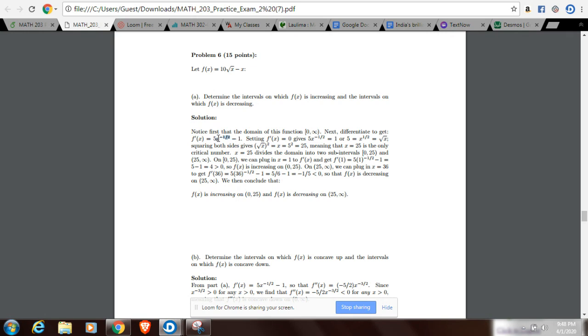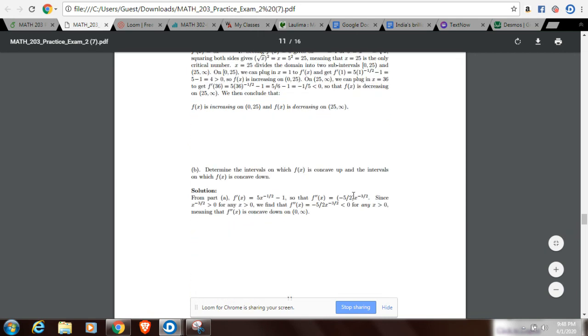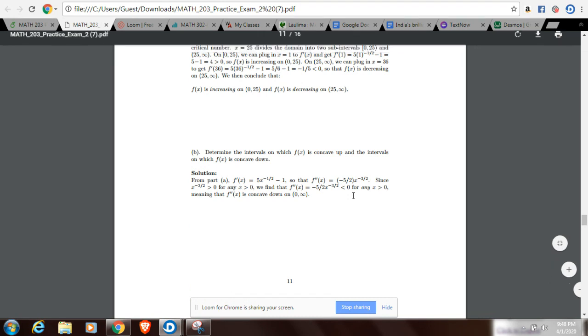When the square root of x is small, or x is small, this is going to be larger than 1, but when x is large, let's say x is larger than 25, this is going to be less than 1. So something less than 1 minus 1 is going to be negative. That's why f is increasing on the interval from 0 to 25, and it's decreasing on the interval from 25 to infinity. Okay, now let's determine the intervals on which f is concave up and concave down.